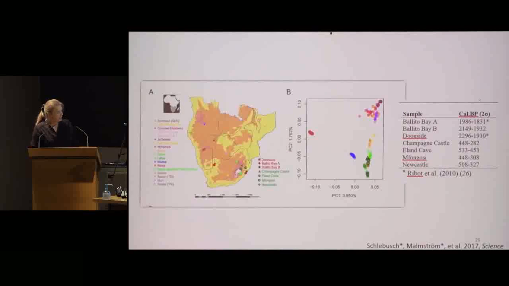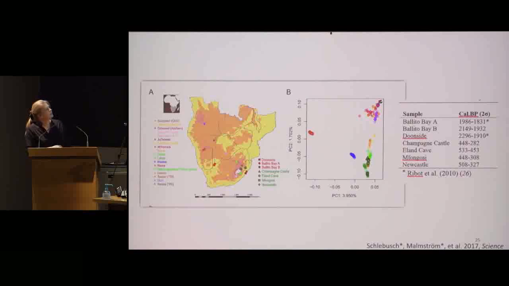But I want to return then to, so these were the green individuals, the Bantu speakers, to these red individuals, which are the older individuals. And when we look at which groups they are grouping with today, they are grouping with modern-day Khoisan groups from the western parts of Southern Africa. And these modern-day Khoisan groups are these purple and reddish dots here.